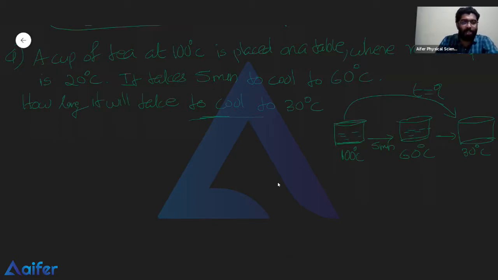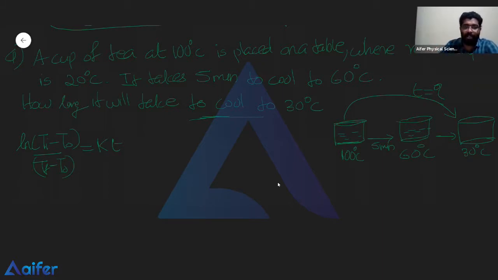Now we have our equation, ln (T initial minus T surrounding) divided by (T final minus T surrounding) equal to K into T, right? So we have a problem because there is a constant. We need at least 2 equations to eliminate that, because we need a solution for time. So we need 2 equations.